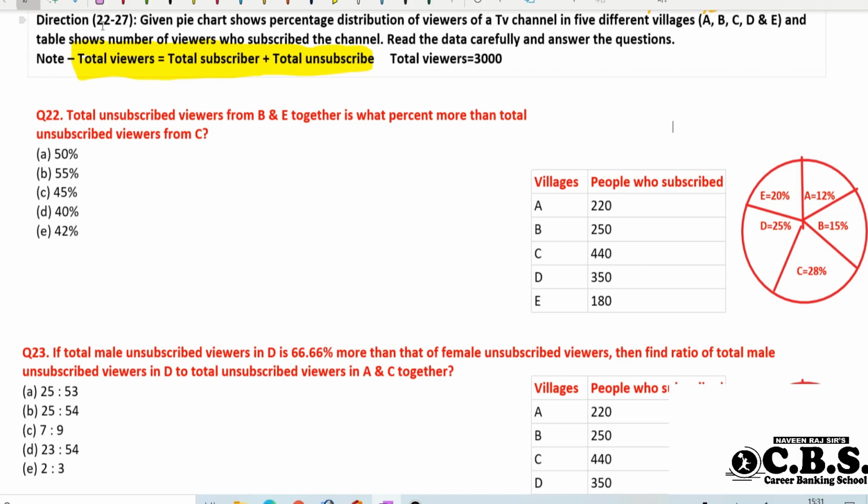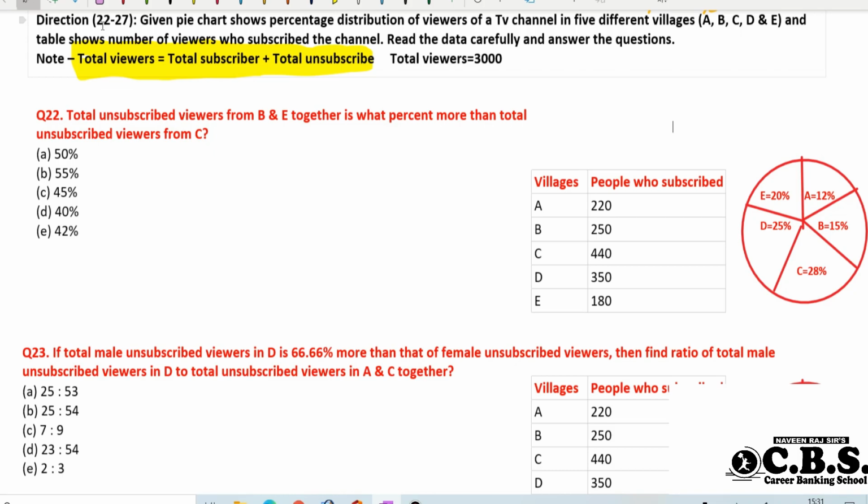So we have two data handlers. The first major one is the pie chart. The 5 villages watch a particular TV channel, and the total viewers are 3000. Viewers are of two categories: subscribed viewers and unsubscribed viewers. So the total viewers is total subscribed plus total unsubscribed, and the table specifically shows total subscribed viewers. I hope you understand.